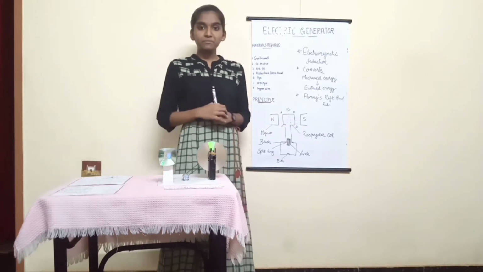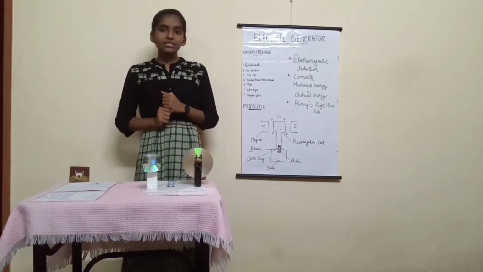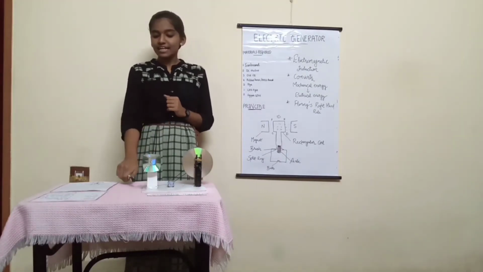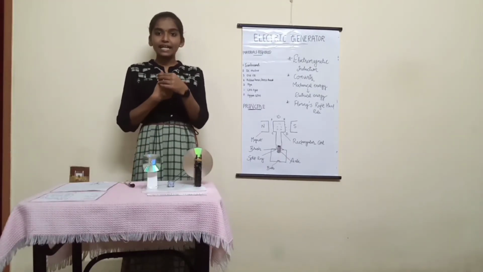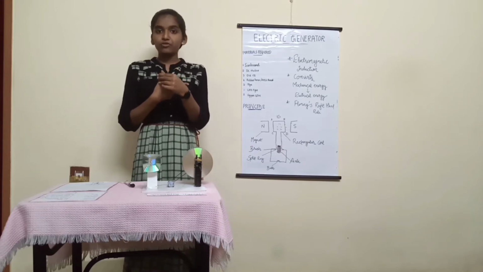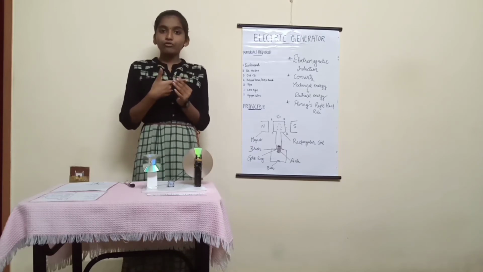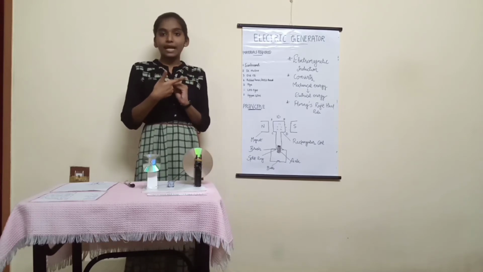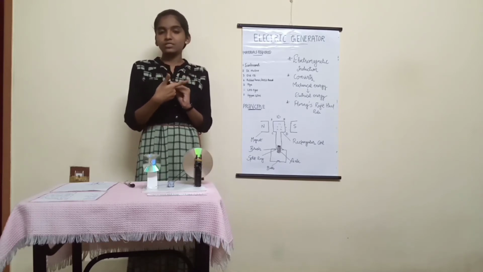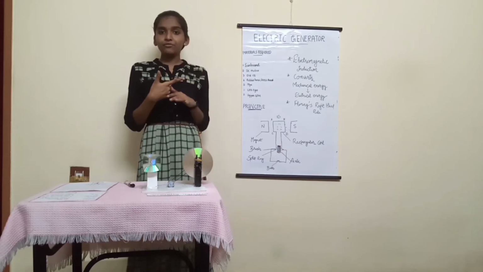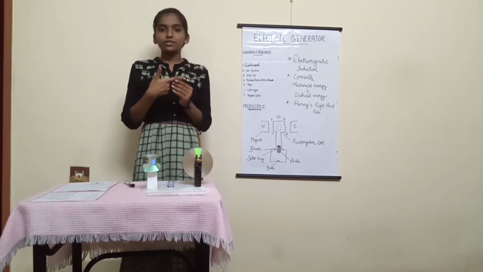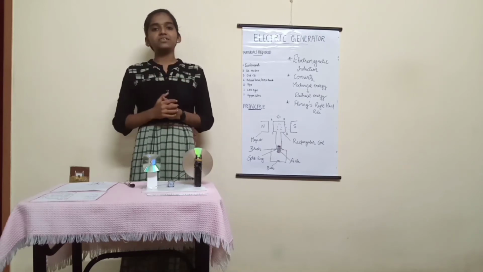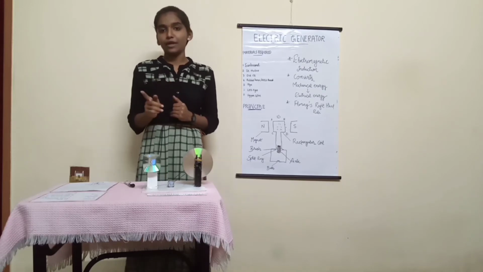So what is Fleming's right hand rule? Fleming's right hand rule says that if the thumb gives the direction of movement of the conductor, the forefinger gives the magnetic field, and the middle finger gives the direction of current induced in the conductor, when the three fingers are kept perpendicular to each other. So this simple rule is called Fleming's right hand rule.